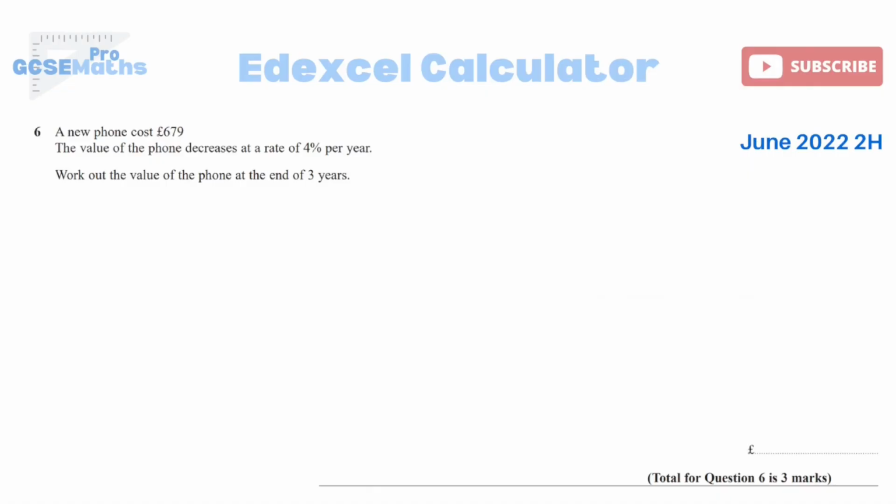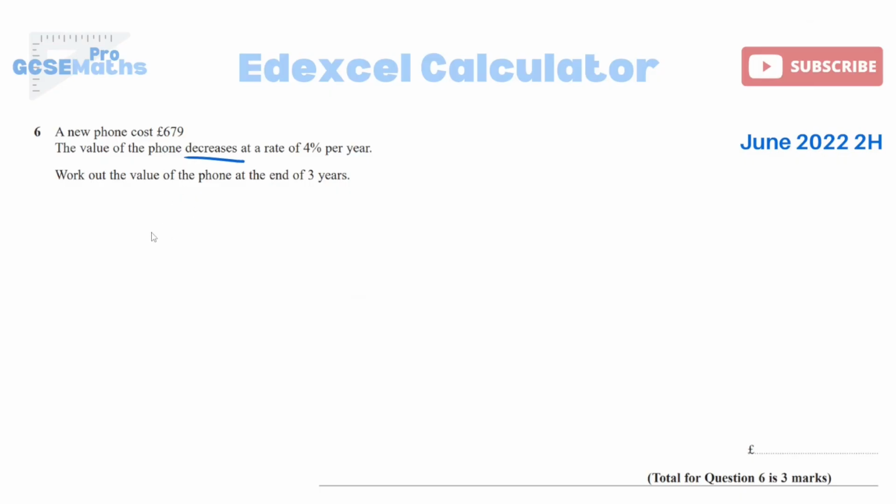Question 6, we've got a new phone that costs £679. The value of the phone decreases at a rate of 4% per year. Work out the value of the phone at the end of 3 years. So I brought this one in because this is effectively the same as compound interest, but obviously a different context. It's now decreasing and it's obviously not interest. But the compounding bit is the same, and therefore the formula is basically the same. So you can use the formula from your formula sheet. The only thing to be aware of is we're not increasing anymore, we are decreasing.